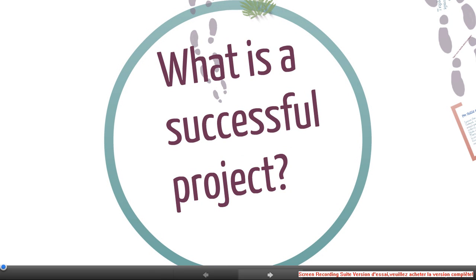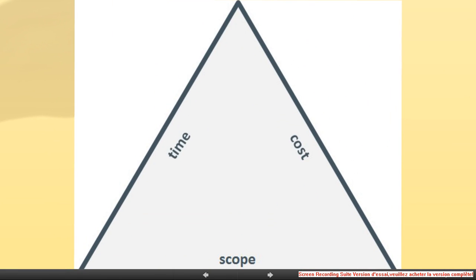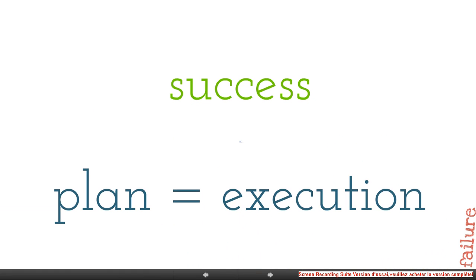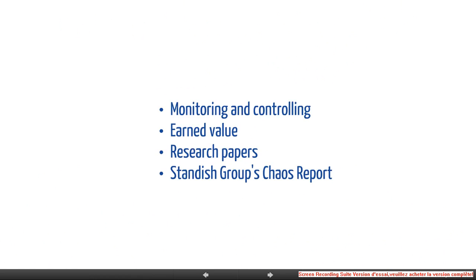What is a successful project? Do you think it is related to the triple constraint, also called the iron triangle? The triple constraint is the scope, the time, and the cost. And you are successful when what you do corresponds to what you initially planned in your project.